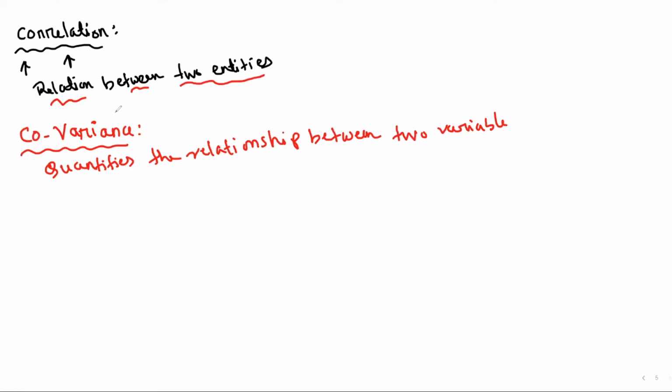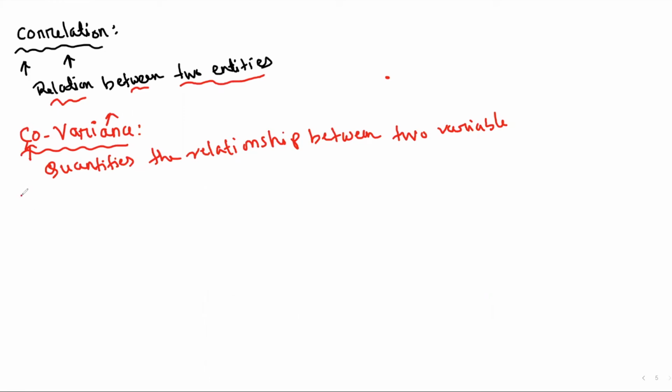Whenever you see variance, we normally know that variance is nothing but how spread the data is from the mean. And this is co. Co means two. We know co-ed, right? What is a co-ed high school? It means a boys and girls school. So co means two, dual. So here also, correlation means relation between two entities or two variables. Covariance means we need to find out the relationship between two variables. The concept is the same.